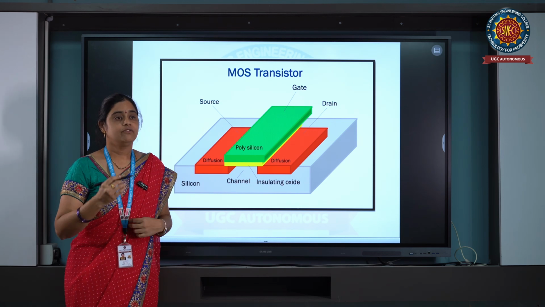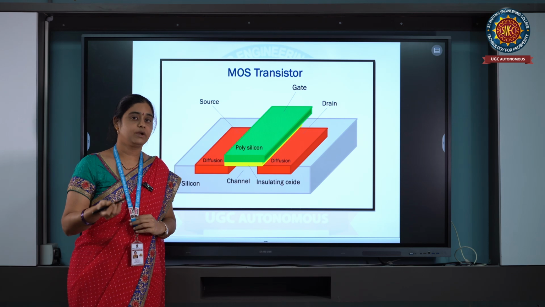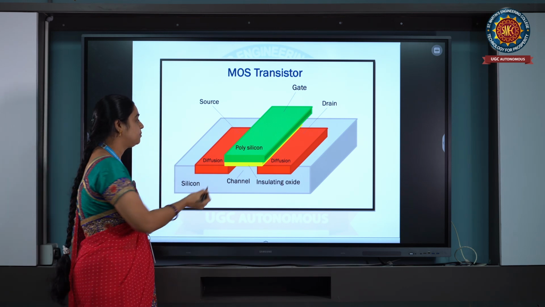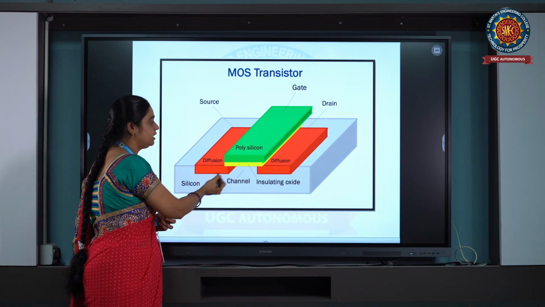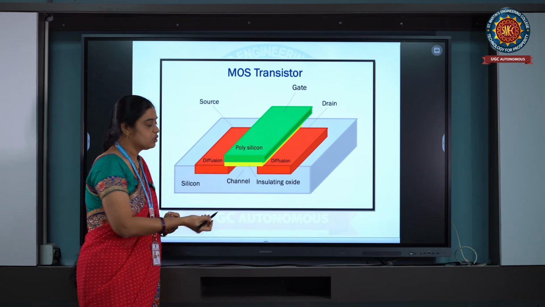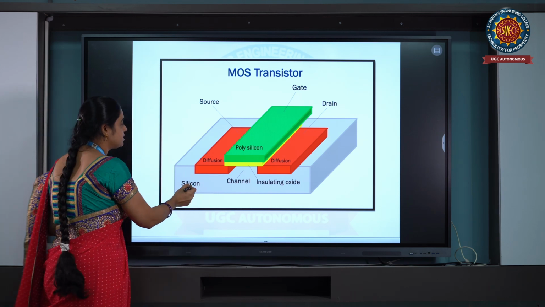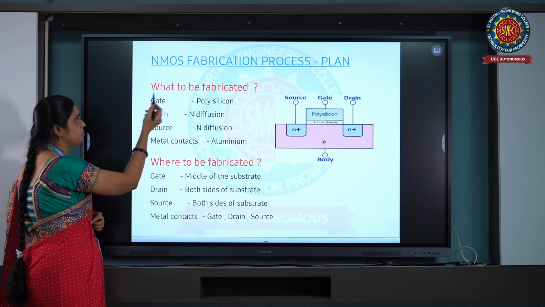Why? Because when we give the name of a technology as 45 nanometer technology, it is nothing but the length of the channel between drain and source. That itself becomes the name of the technology. So the channel is a very important place in a MOS transistor. Now let us start with our topic, which is NMOS fabrication.